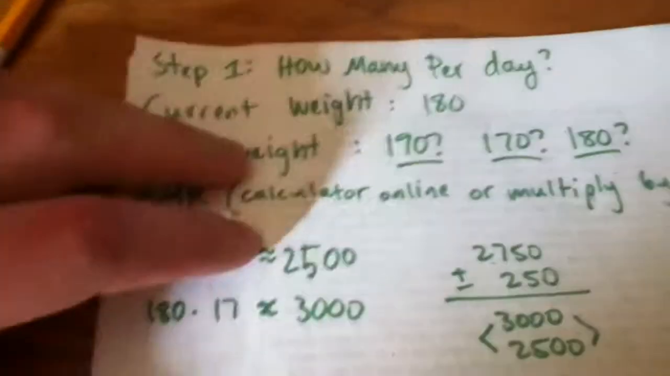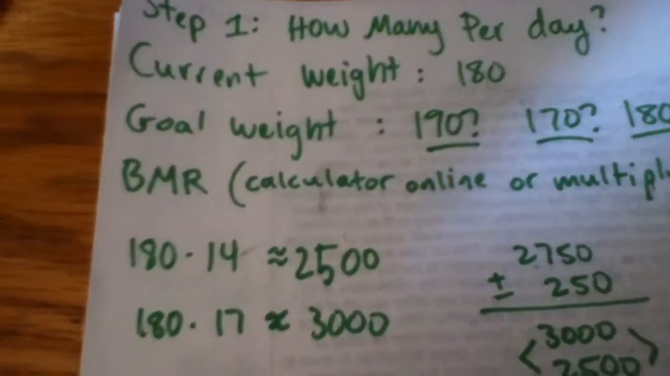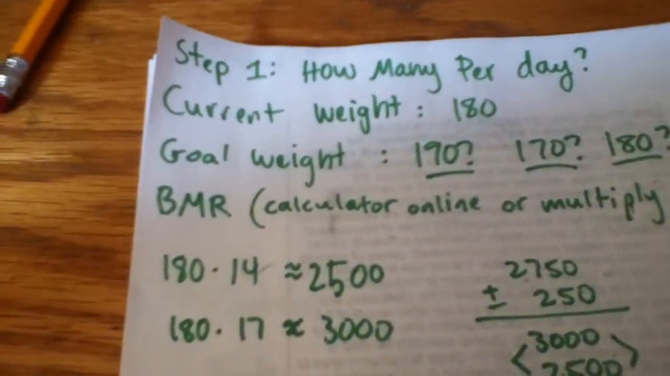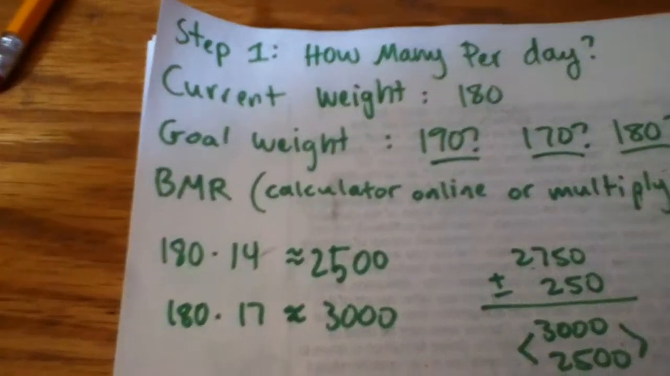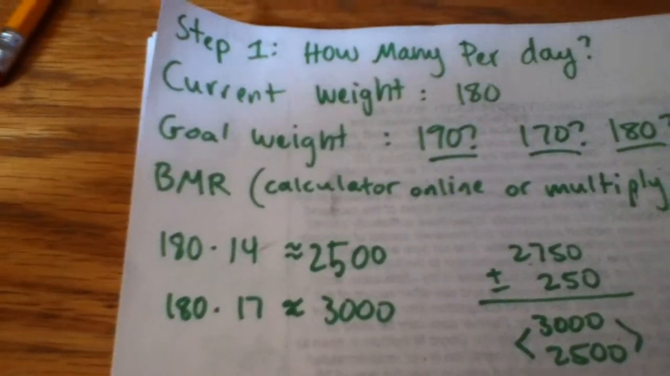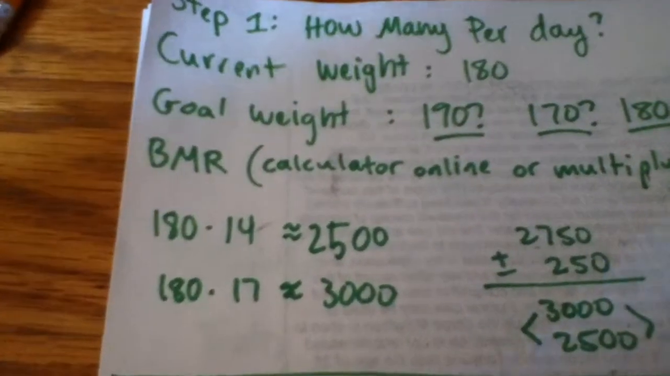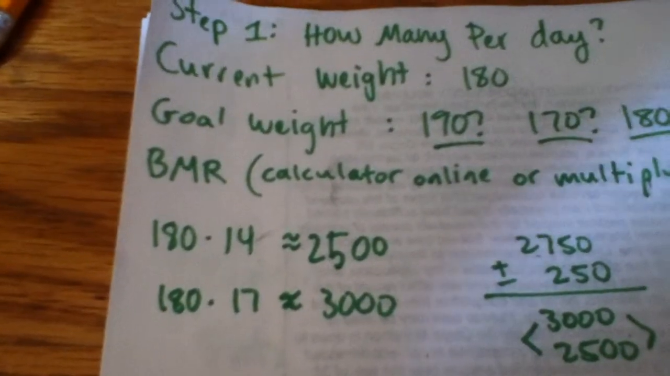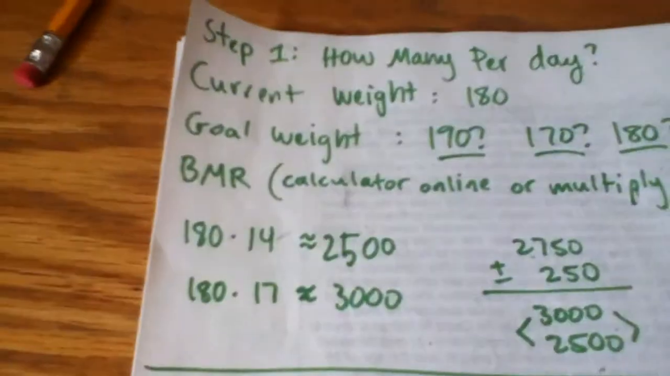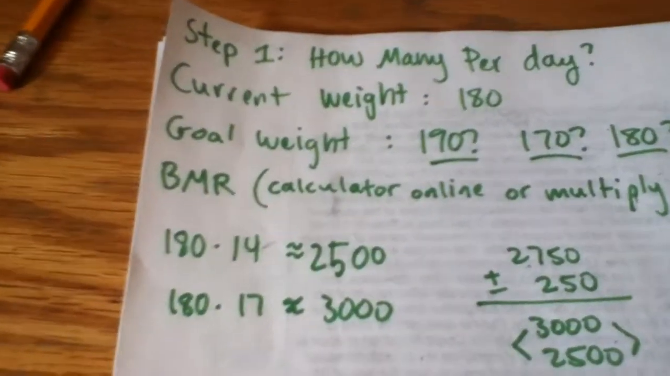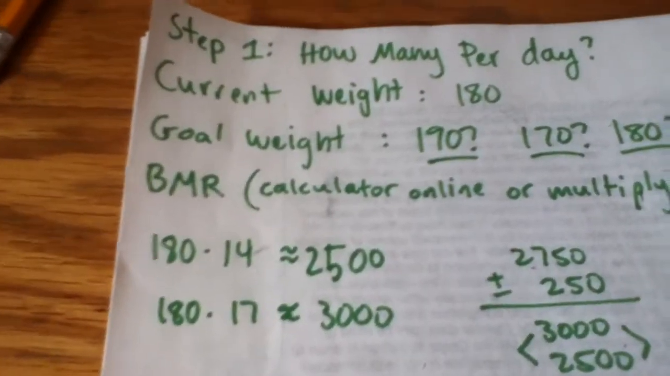So next thing you're going to have to figure out is your BMR. Now, what is a BMR? Basal metabolic rate. Essentially, that means if you sat in bed all day, how many calories would you need? This takes into account breathing, your heart pumping blood, digesting food, maybe you got to take a poop. All these things need calories. Your body needs calories to perform its daily functions.